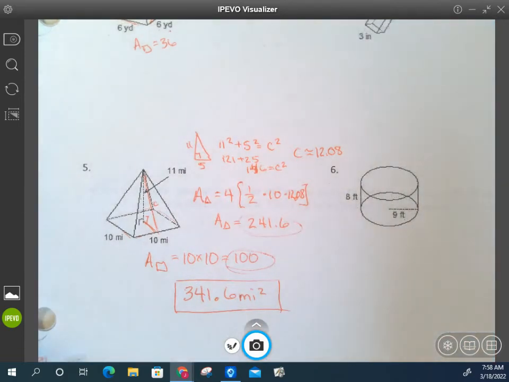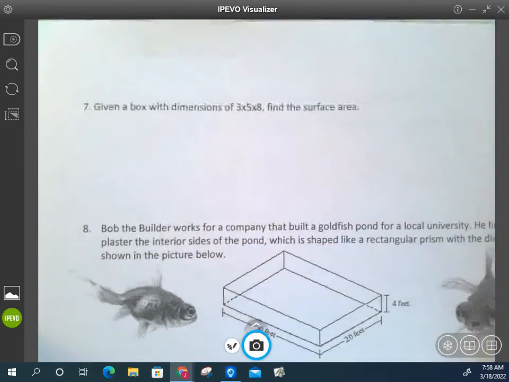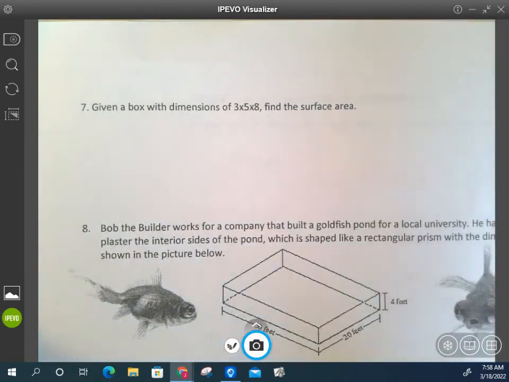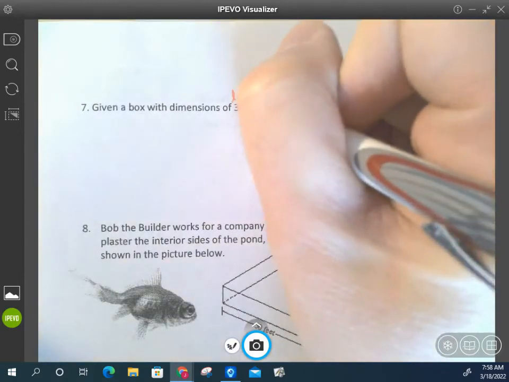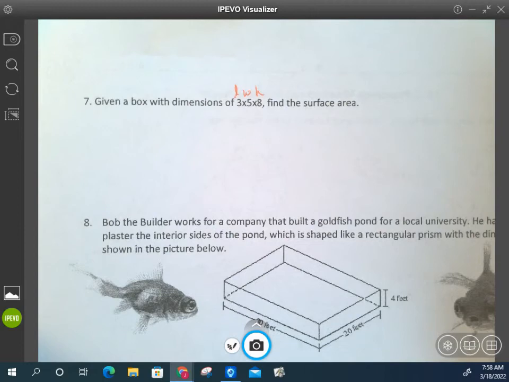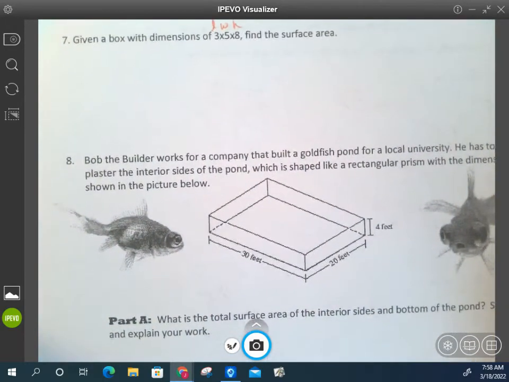All right, flip it to the back real quick, please. Given a box with dimensions of 3 by 5 by 8, find the surface area. You don't even have to draw that, but it's length, width, and height. So use your formula or sketch it so you can visualize it. Now, I'm going to let you guys do this.